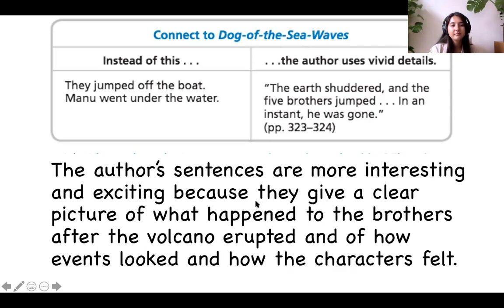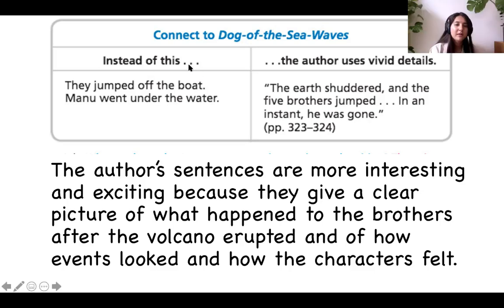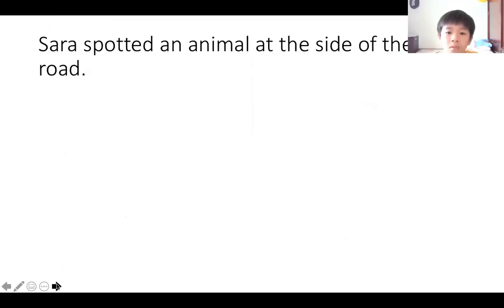The author's sentences are more interesting and exciting because they give a clear picture of what happened to the brothers after the volcano erupted and of how events looked and how the characters felt. So this is pretty much solidifying what Lily just said. The author's sentences are better because they're more exciting and interesting. They give us a clear picture of what happened to the brothers after the volcano erupted, and it lets us know how the picture looked and kind of how the characters felt. "They jumped, and in an instant, he was gone." It's creating that sense of drama that you always want when you're reading a story.